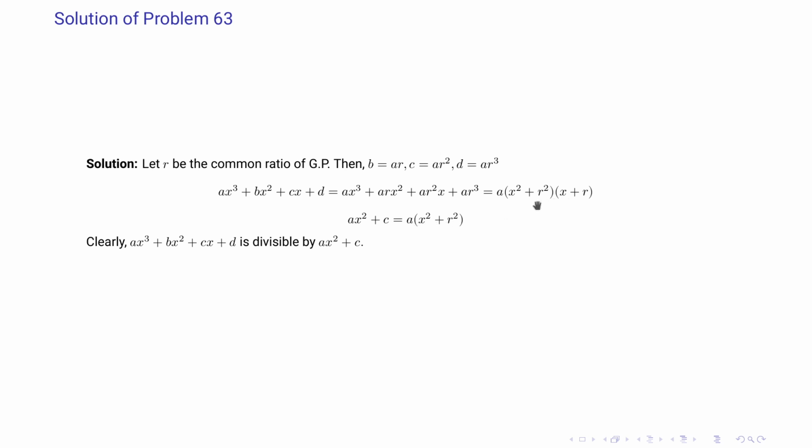So clearly upon division we will get x plus r, and thus we can say that ax cube plus bx square plus cx plus d is divisible by x square plus c.